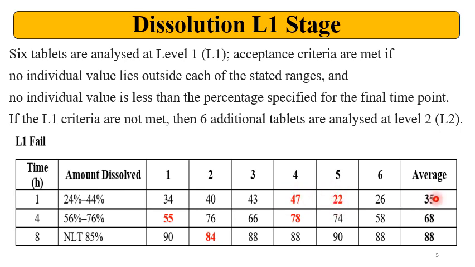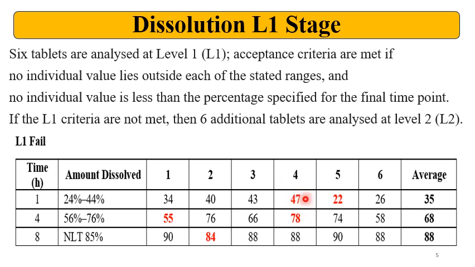See here the average is passing. Another case, 4th hour time point, one is 55, another is 78. Here also in 8th hour release, not less than 85%, here it is 84%. So this table is only for your easy understanding. While you practice the actual cases or actual formula dissolution results, it may pass or fail at some time points. However, it may fail at another time point.